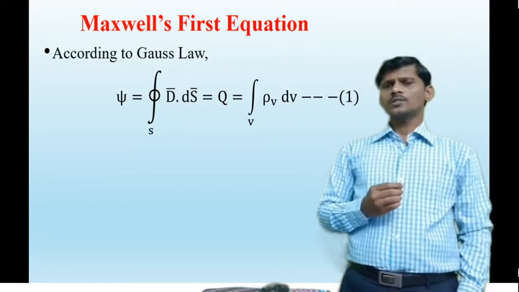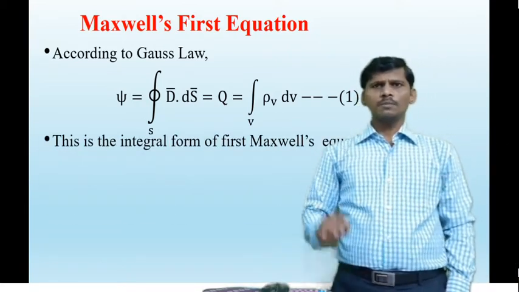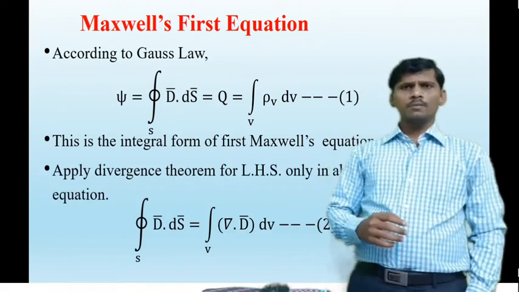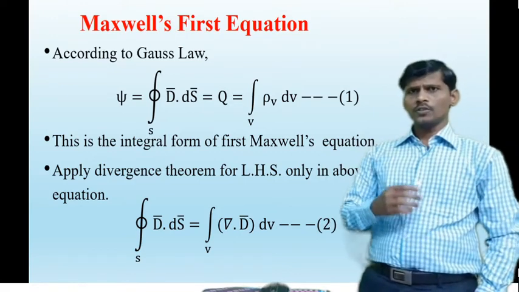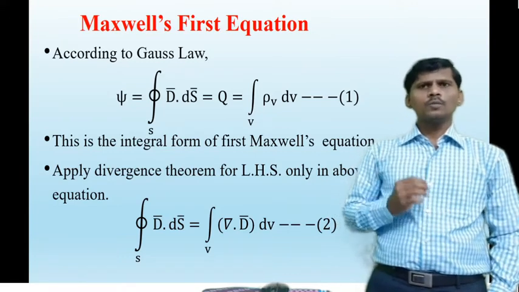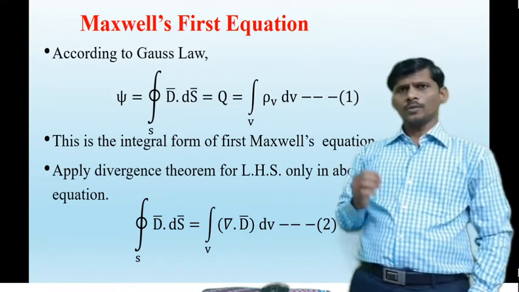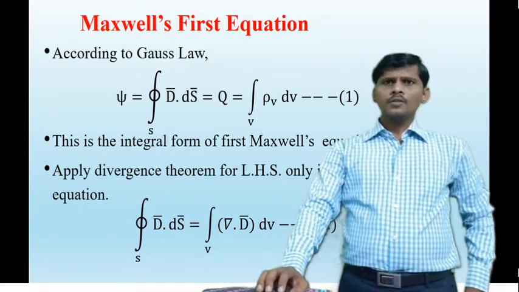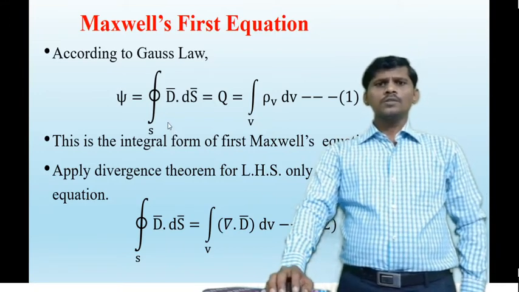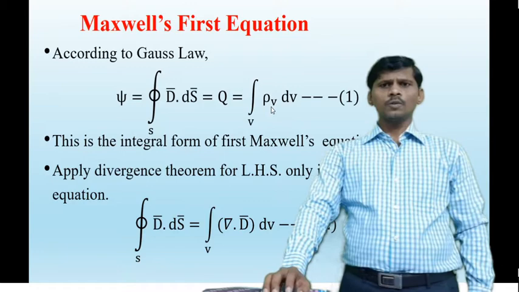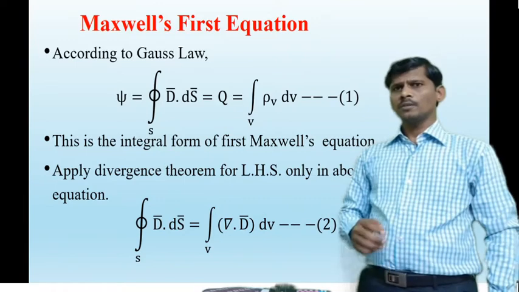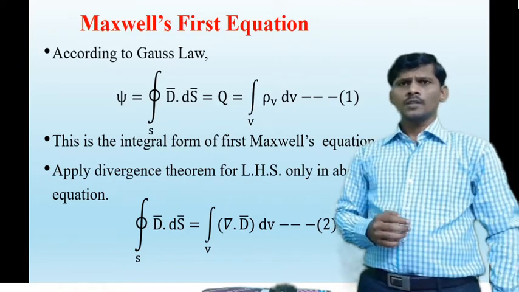So using divergence theorem, the closed surface integral of D bar dot dS bar is equal to the open volume integral of del dot D bar into dv. Using the integral form of the Maxwell equation, the closed surface integral of D bar dot dS bar is equal to the open volume integral of rho v into dv. Substitute this into the equation.